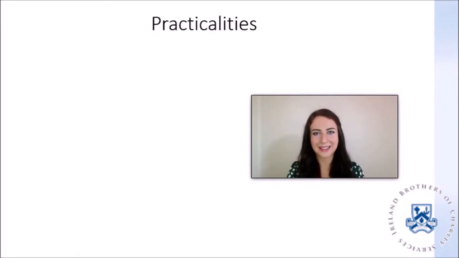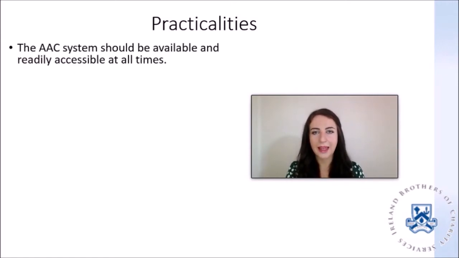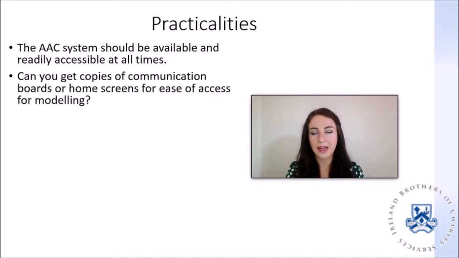So first, practicalities. Some of these may seem obvious, but if you don't have a plan for them, they can be overlooked, which can affect how much exposure the language learner gets to the communication system. The AAC system should be available and readily accessible at all times. I like to think of the 5-second rule. So if you or the language learner wants to say something, can both of you access the device within 5 seconds? Are you able to get copies of communication boards or printouts of the home screens for ease of access for modeling? Some language learners are happy for communication partners to model on the device, whereas other language learners don't like it when communication partners touch their device.